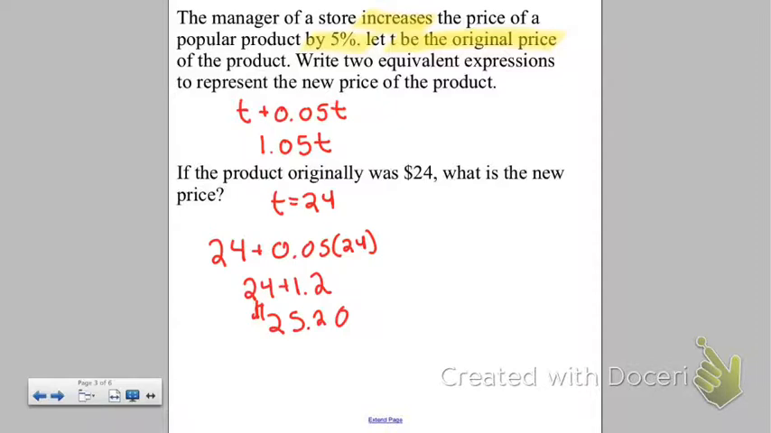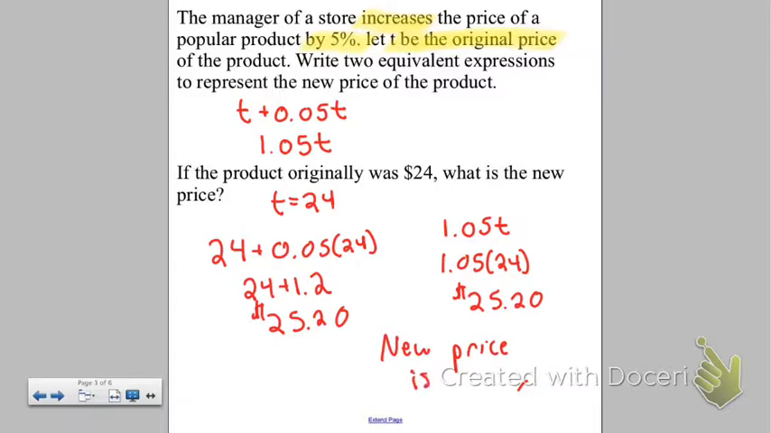Now I'm going to use my other expression, 1.05T. 1.05 times 24. When I do 1.05 times 24, I end up with the same answer of $25.20. So the new price is $25.20.